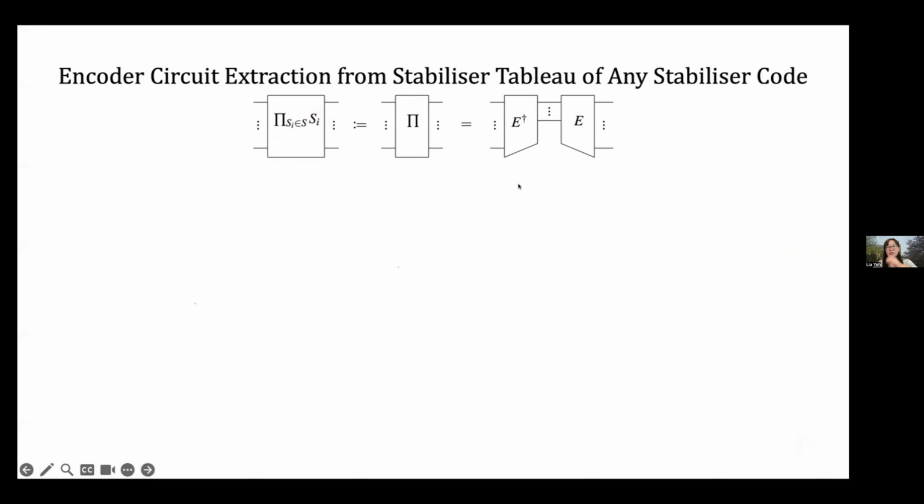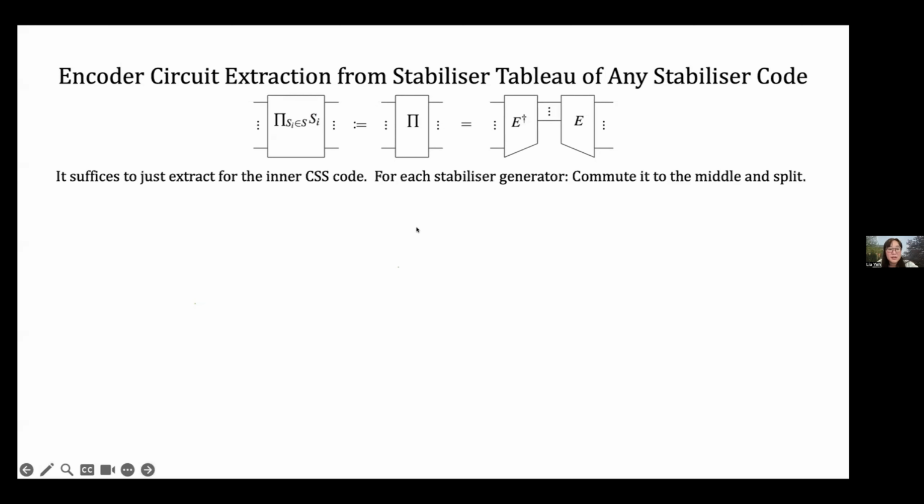So if you're not given a choice of logicals, you can still pick a choice of logicals that necessarily commutes with all of the stabilizer group graphically. So it suffices just to extract for the inner CSS code, because once you know MZ, MX, and G, you can just tack the diagonal unitaries on the ends afterwards.